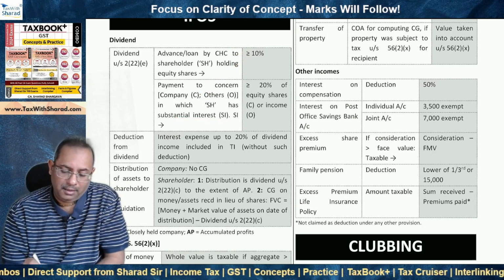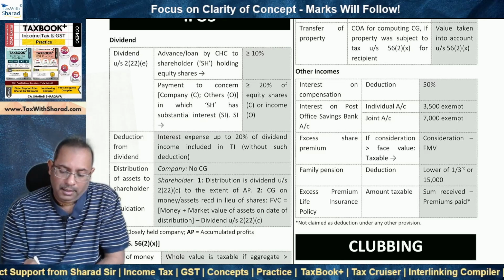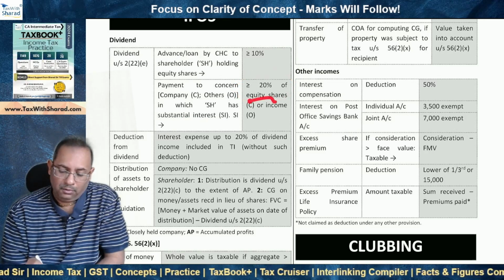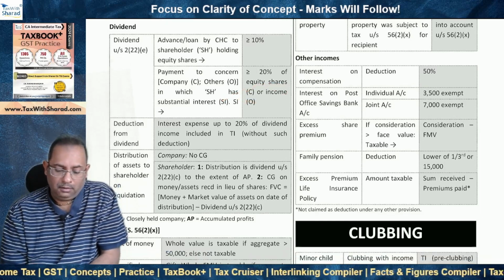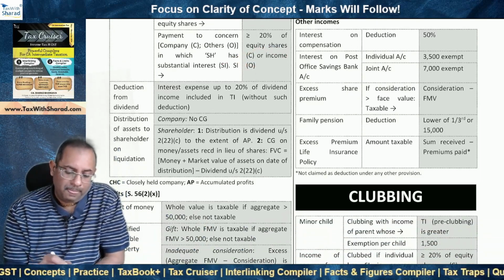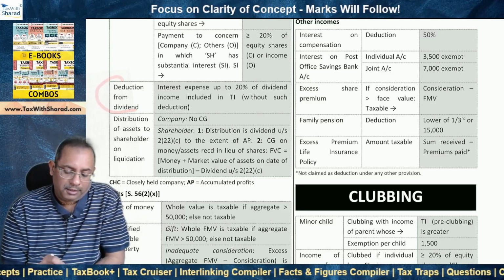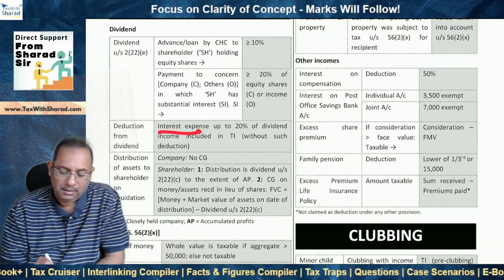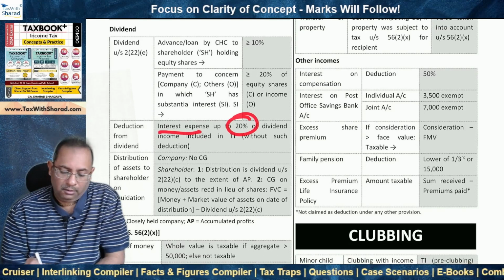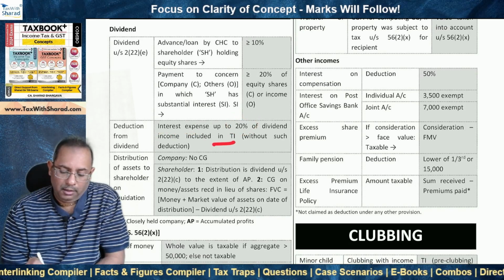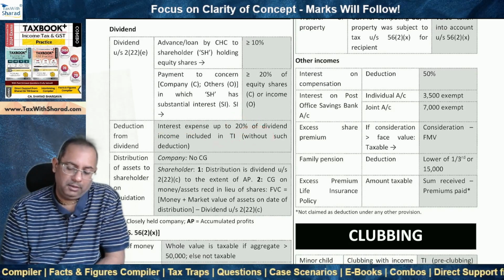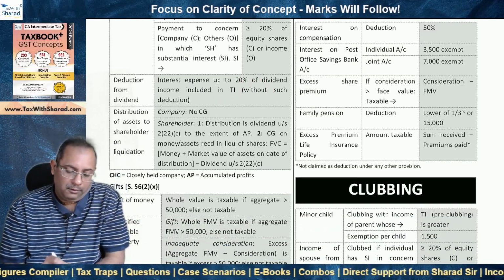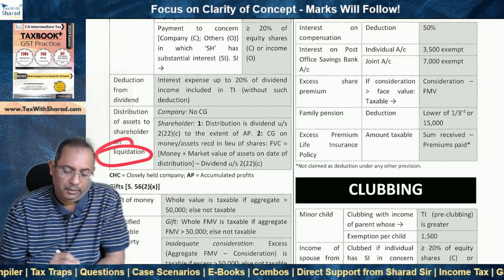And what is substantial interest? Where such shareholder has 20% or more of equity shares in case of company, or 20% or more of the income in case of a non-company concern. Quantum of deduction which is allowed from the dividend income is of interest expense up to 20% of dividend income included in total income without such deduction. This is the limit. What about distribution of assets to shareholder on liquidation of a company?